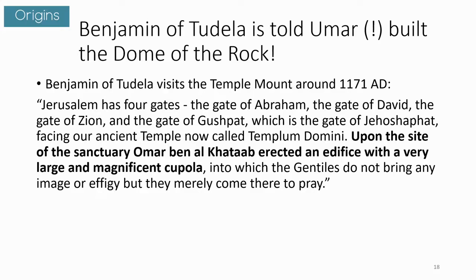Benjamin of Tudela is told this time that Umar built the Dome of the Rock. He visits the Temple Mount around 1171 AD. He says Jerusalem has 4 gates: the gate of Abraham, the gate of David, the gate of Zion, and the gate of Gushpat, which is the gate of Jehoshaphat, facing our ancient temple now called Templin Domini. Upon the site of the sanctuary, Omar bin al-Khattab erected an edifice with a very large and magnificent cupola, into which the Gentiles do not bring any image or effigy, but they merely come there to pray.